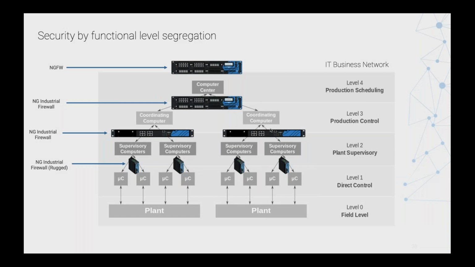So we are close to finish. Finally, we just want to show you some examples. This is according to the functional level segregation. Stormshield devices can be at the lower levels, between level 2 and 3, between level 3 and 4, and between level 4 and the IT and internet.